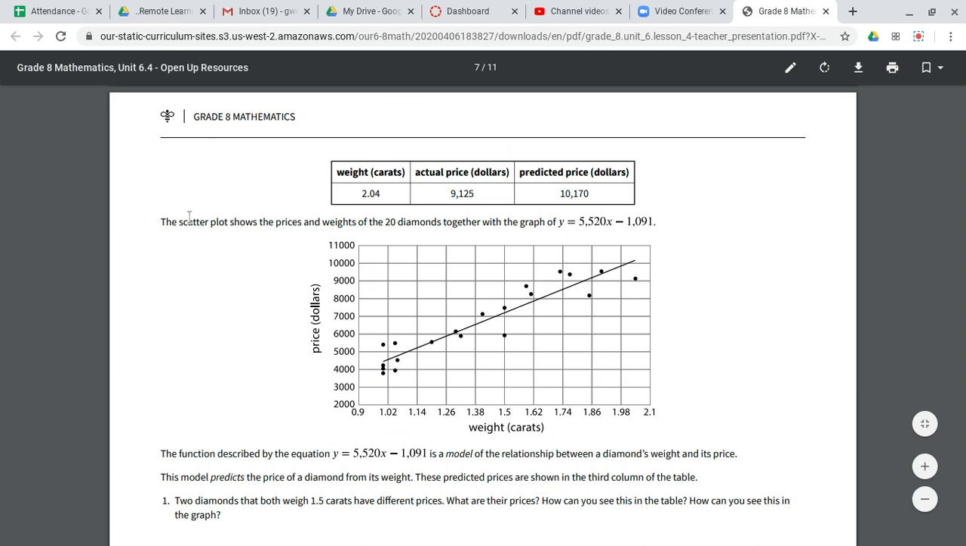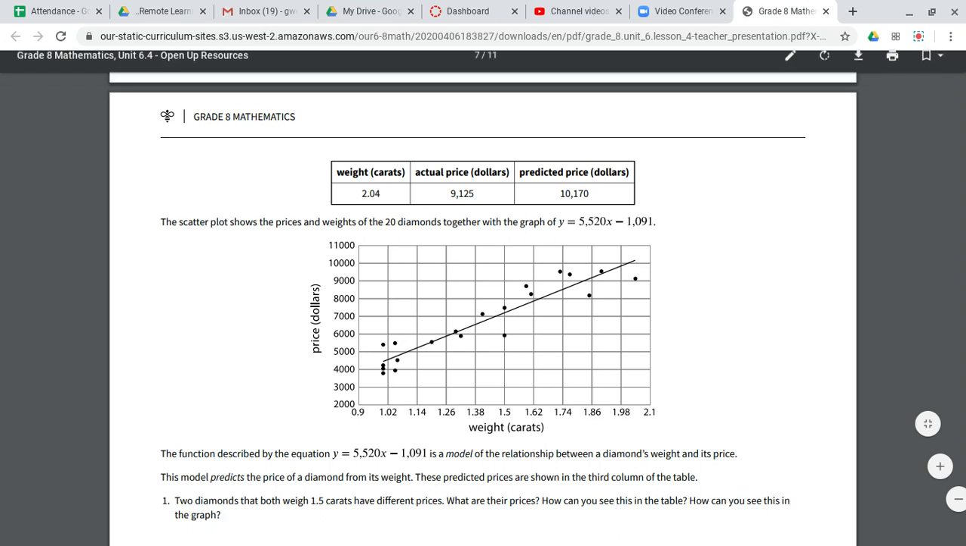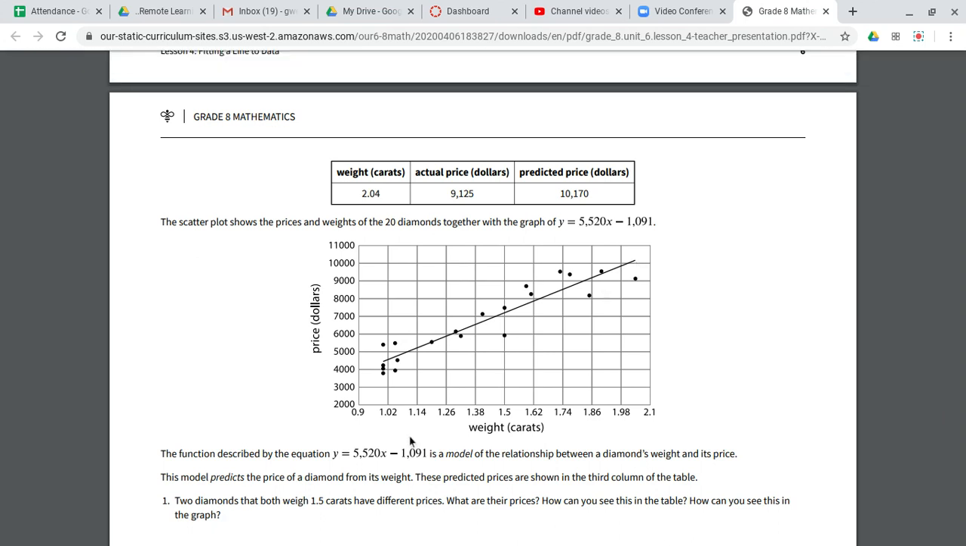So looking here, the scatter plot shows the prices and weights of 20 diamonds together with the graph of y equals 5,520x minus 1,091. So this is the line of fit that they came up with. This is the line that they deemed the best fit for the data that they had for these 20 diamonds. So the function described by the equation y equals 5,520x minus 1,091 is a model of the relationship between the diamond's weight and its price.